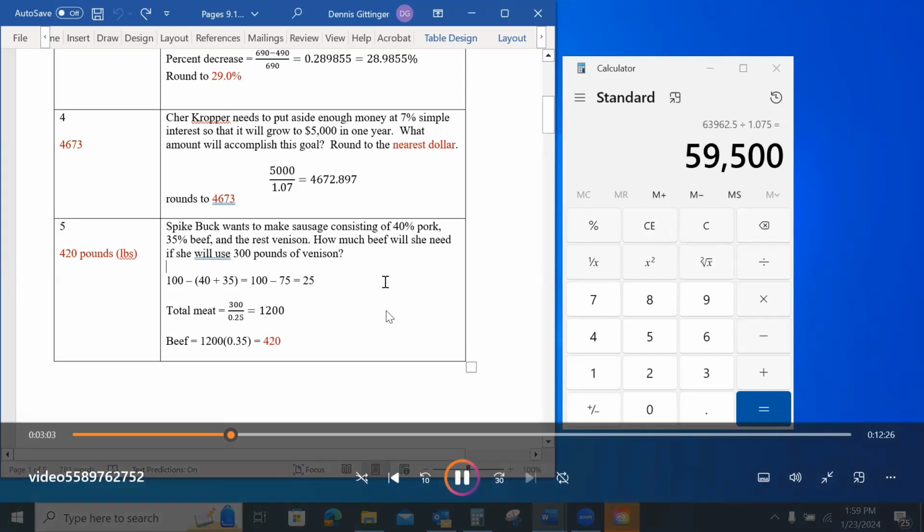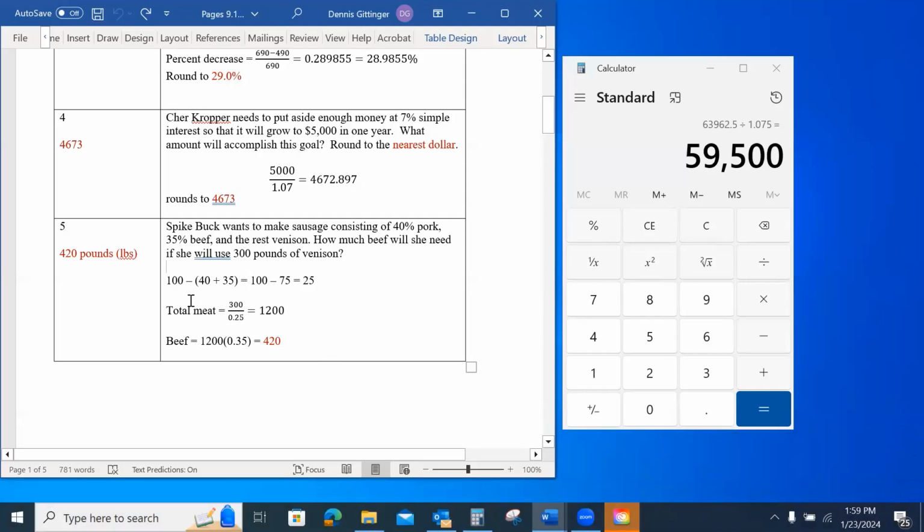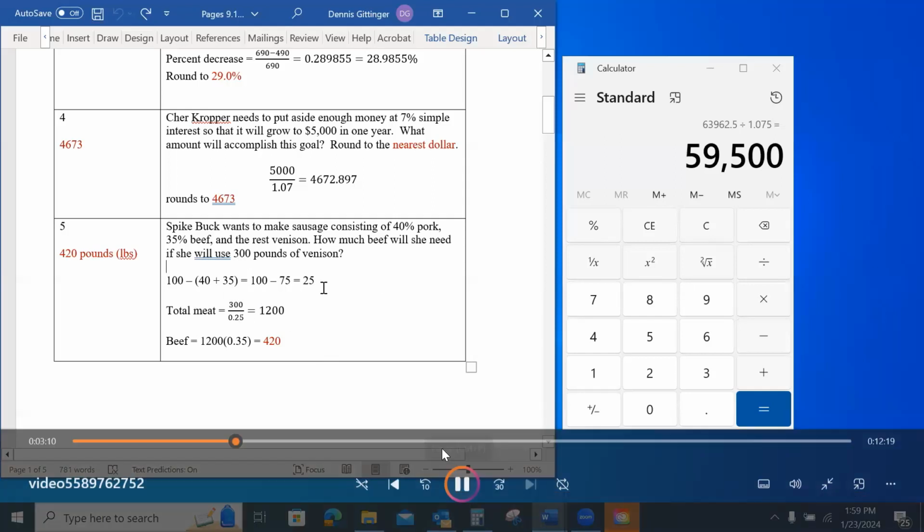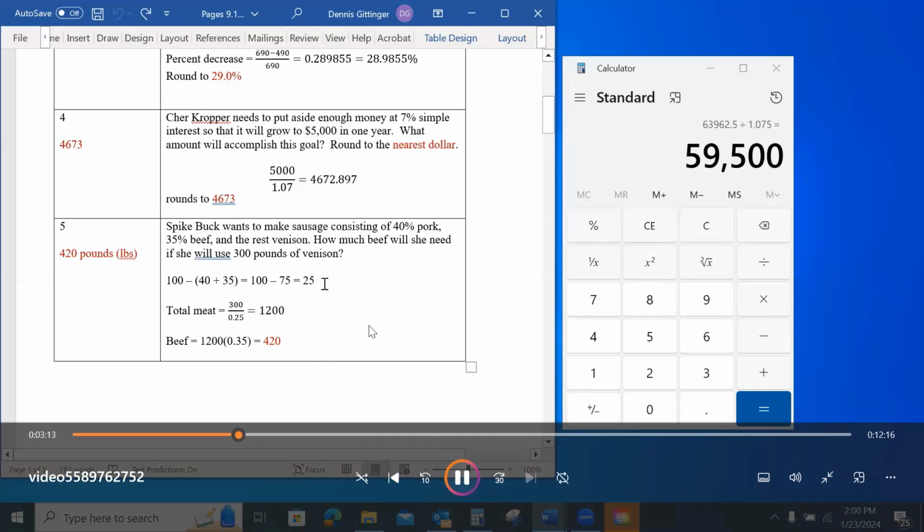All right. Number 5, we're going to make some sausage, 40% pork, 35% beef, and the rest is venison, and the rest is 300 pounds. What you have to realize is the 300 pounds of venison is some percent of the total weight, and the pork and beef, or 40 plus 35, is 75%. So you subtract that from 100% and you get 25%. Therefore, the venison is 25% of the total amount. So you have to figure out what 300 is 25% of. And that's why you divide it by 0.25 and you get 1,200.